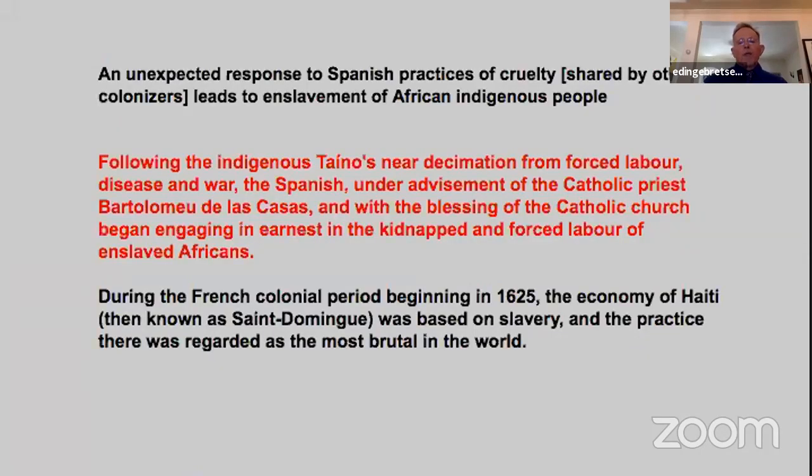An unexpected response to Spanish practices of cruelty shared by other colonizers brings us really to the topic that probably most of us are familiar with, enslavement of African indigene. Following the indigene Taino's near decimation from forced labor, disease, and war, the Spanish, under advisement of Bartolomé de Las Casas, with the blessing of the Catholic Church, began engaging in earnest the kidnapped and forced labor of enslaved Africans.